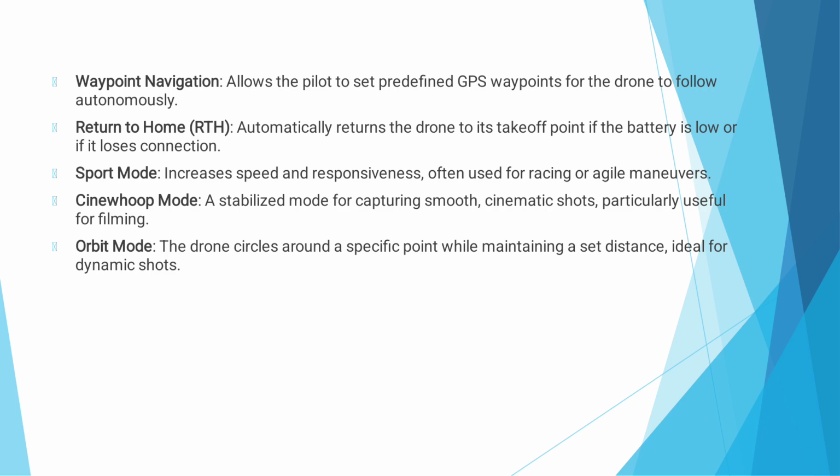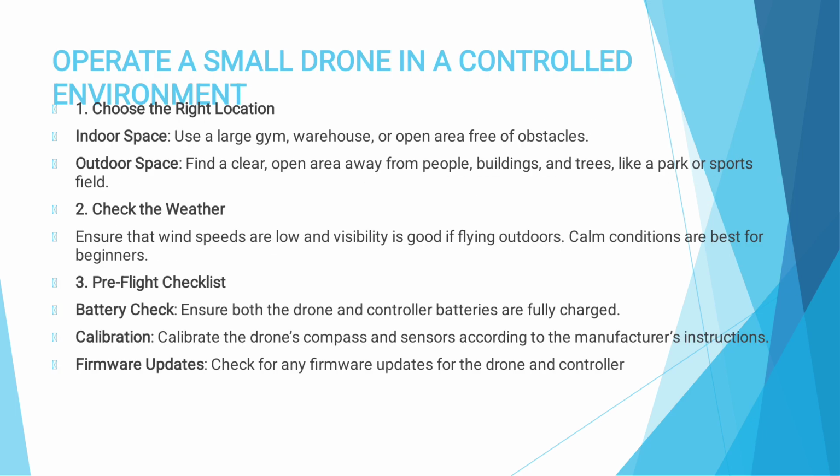Hope mode, a stabilized mode for capturing smooth cinematic shots, particularly useful for filming. Orbit mode: the drone circles around a specific point while maintaining a set distance, ideal for dynamic shots.